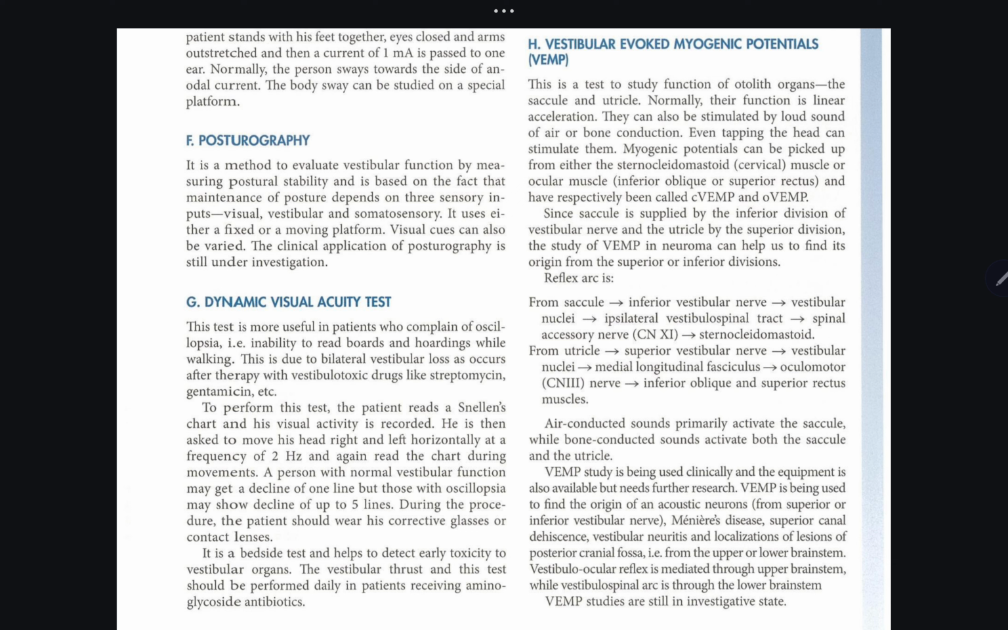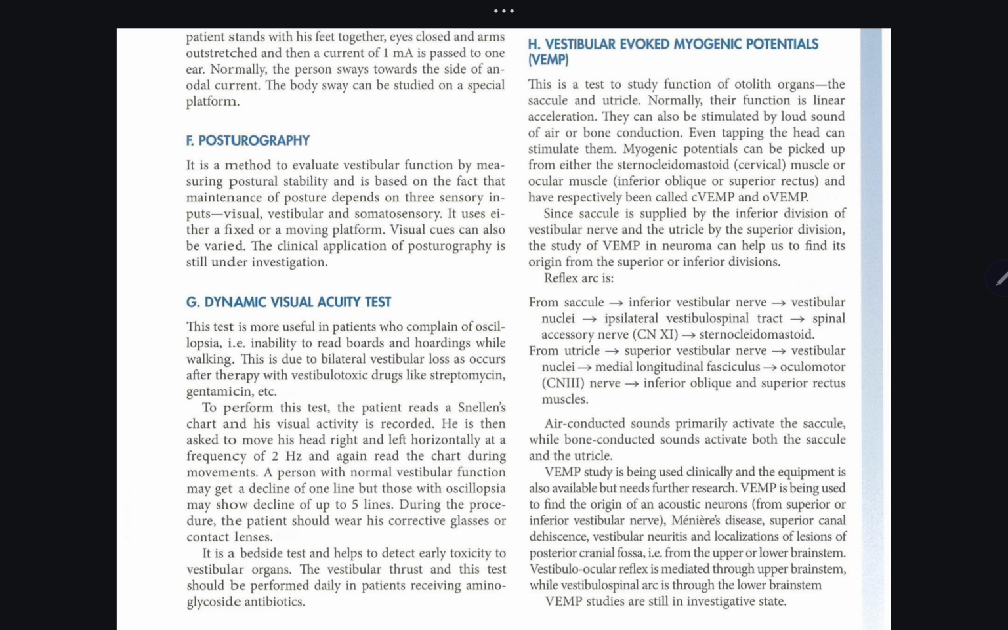Reflex arc is from saccule, inferior vestibular nerve, vestibular nuclei, ipsilateral vestibulospinal tract, spinal accessory nerve, cranial nerve 11, sternocleidomastoid. From utricle, superior vestibular nerve, vestibular nuclei, medial longitudinal fasciculus, oculomotor cranial nerve 3, inferior oblique and superior rectus muscles. Air conducted sounds primarily activate the saccule, while bone conducted sounds activate both the saccule and utricle.